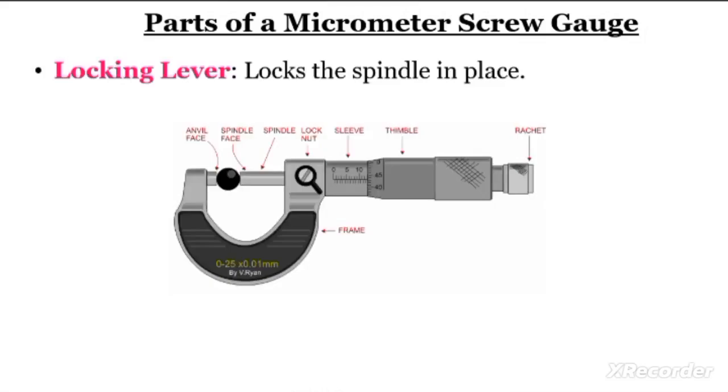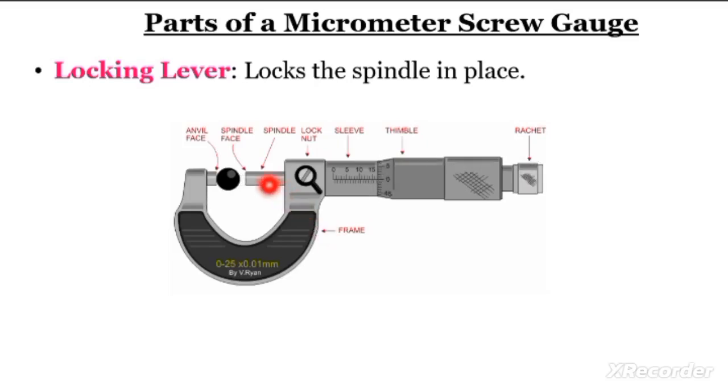The last part that we are going to look at is the locking lever. Where can we find the locking lever? The locking lever, or the locking nut, is found here. What is the function of the locking lever or the locking nut? The function of the locking lever is to hold or lock the spindle in place.